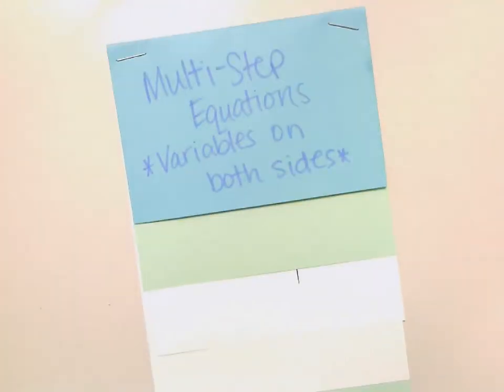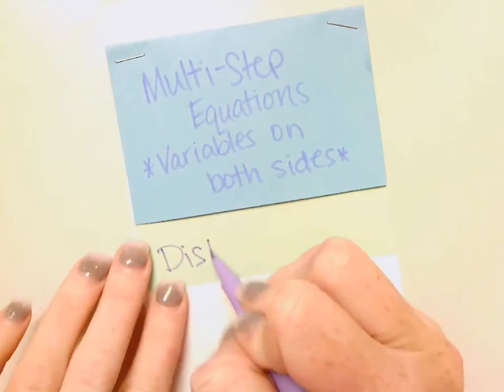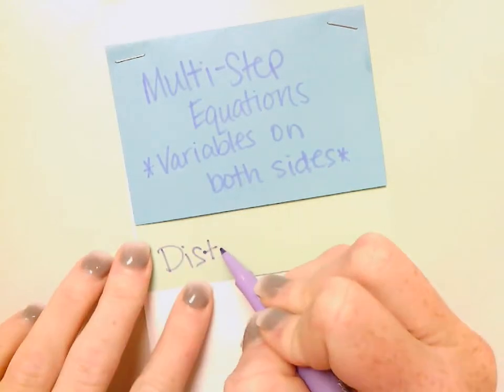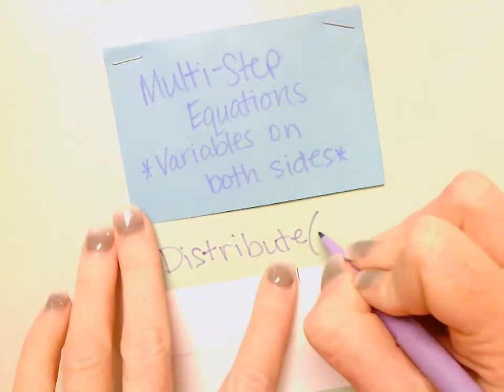We're going to make a foldable on multi-step equations. This is variables on both sides. Go ahead and label all of these. First one should be distribute, and this is only if needed.